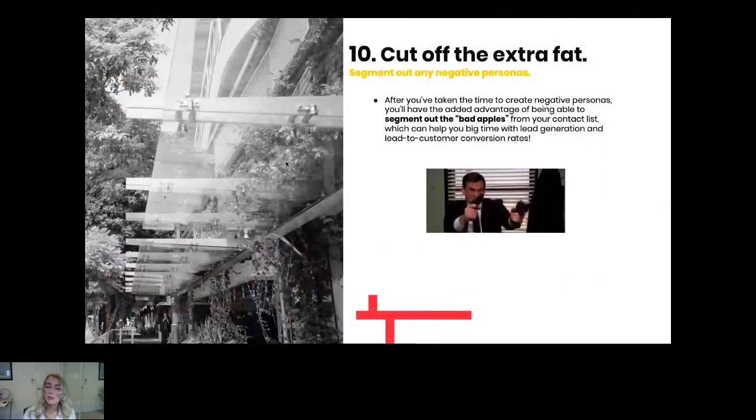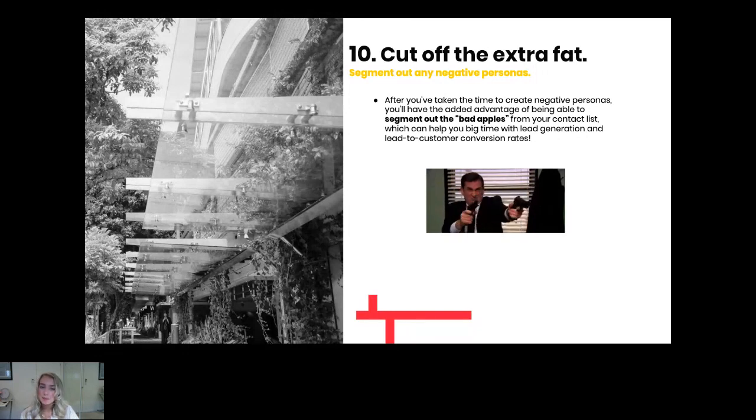Lastly, in terms of what you can be doing for buyer personas, you can segment out your negative personas. So you haven't gone to the effort, you haven't just wasted an hour on your Friday of me banging on, to just have them sitting there stagnant. After you've taken the time to create negative personas, you'll have the added advantage of being able to segment out the bad apples from your contact list. They're not just there to throw darts at you. Getting them out of your contact list can seriously help you with lead generation and lead to customer conversion rates.